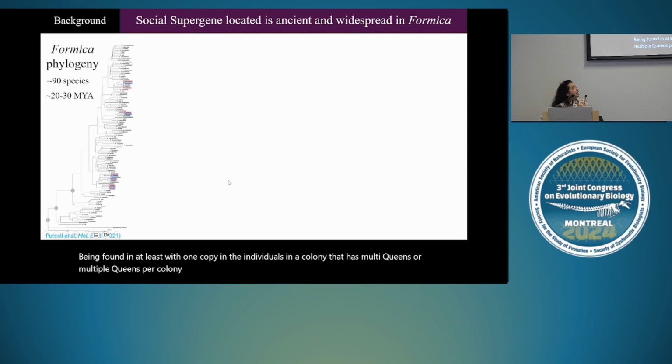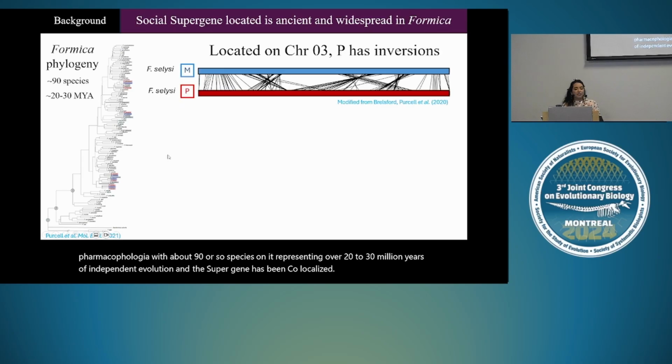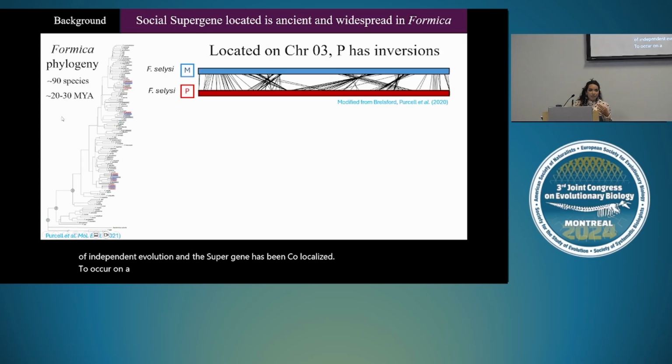And this social supergene has been found to be ancient and widespread across the Formica phylogeny. This is a small snapshot of the massive Formica phylogeny with about 90 or so species on it, representing over 20 to 30 million years of independent evolution. And this supergene has been co-localized to chromosome 3, which has been shown to be the result of at least 3 massive inversions.